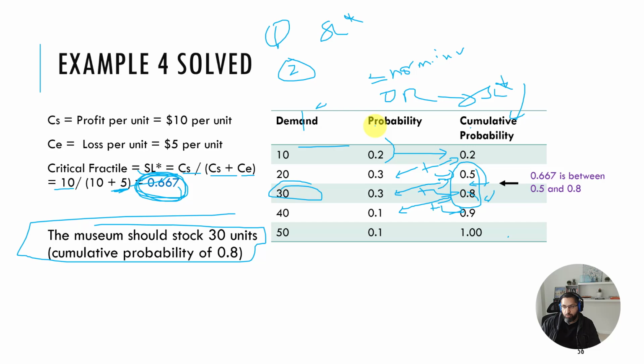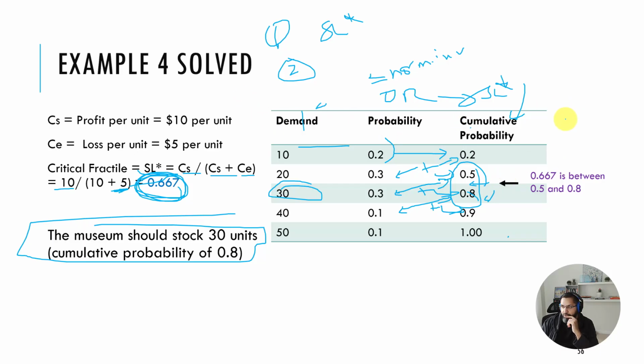But this is how we can convert the cost of excess and cost of shortage first to a service level, and then from a service level you look at the cumulative probability column, or if it's a normal distribution, you use the z-score in the normal distribution to find the quantity to order. The quantity you figure out with this method is the quantity which optimizes your expected profit.